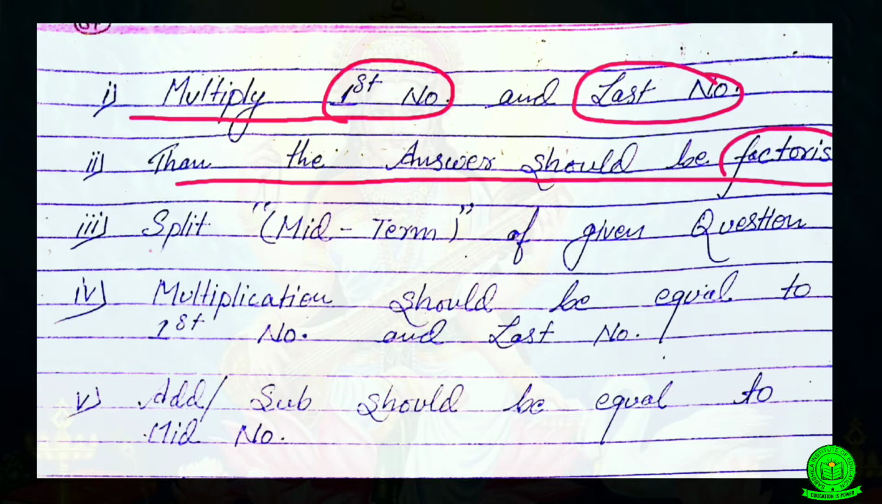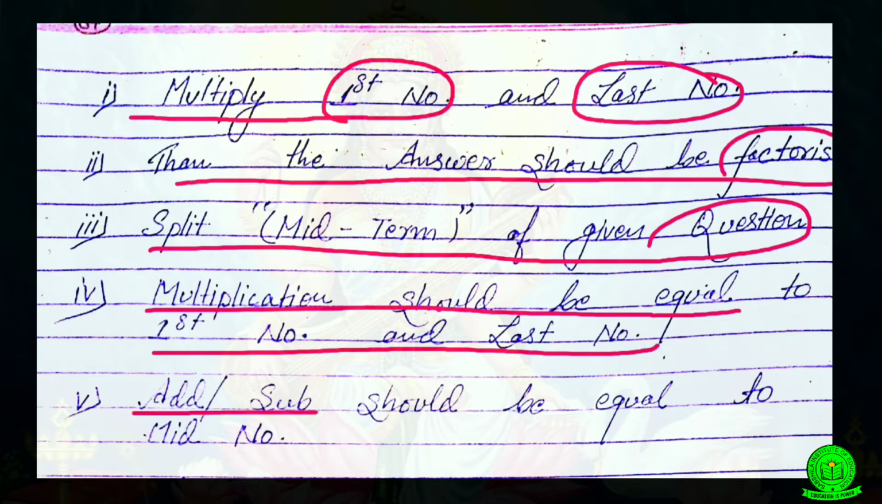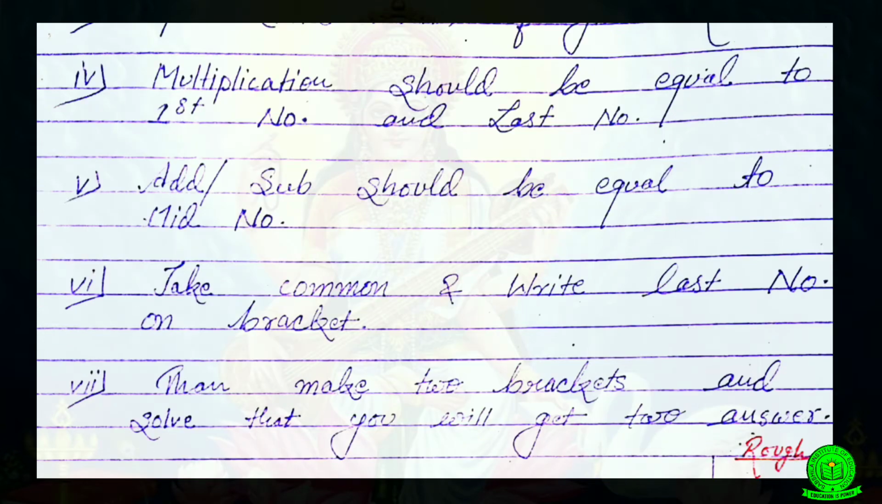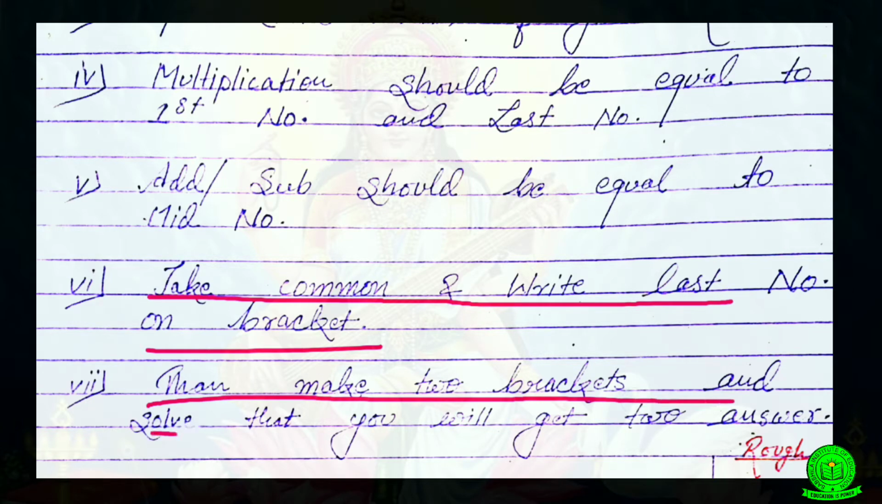Split the midterm of the given question. The multiplication should be equal to the first number times the last number. Next point is the addition or subtraction should be equal to the midterm. Take common and write the last number in the bracket. Then make two brackets, solve that, and you'll get the two answers.